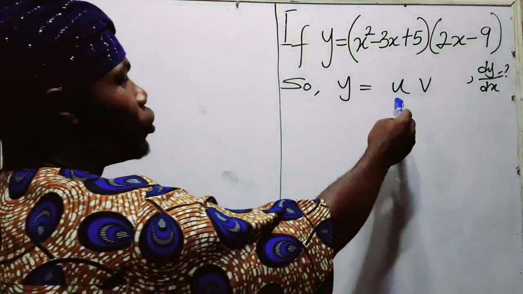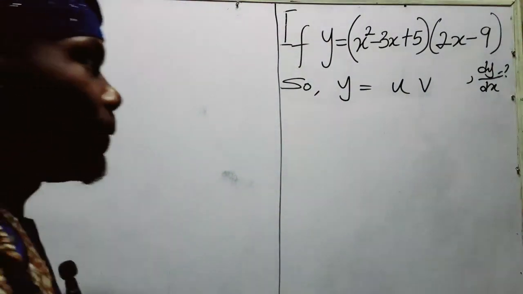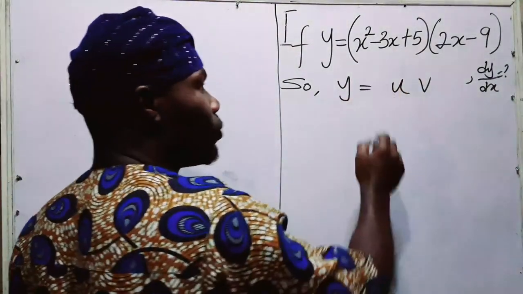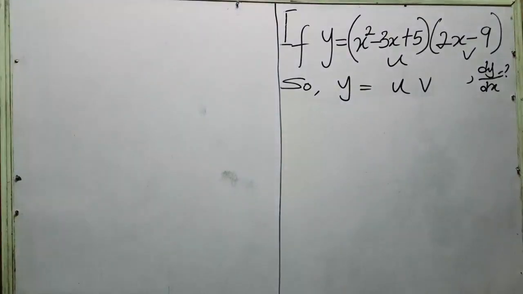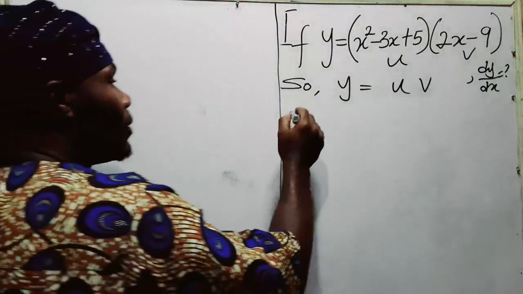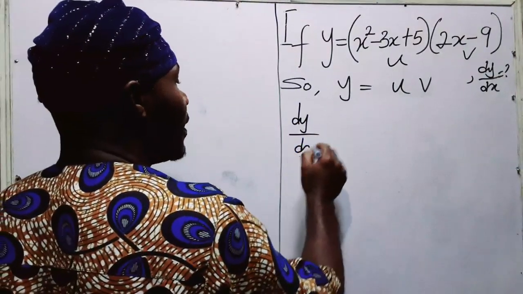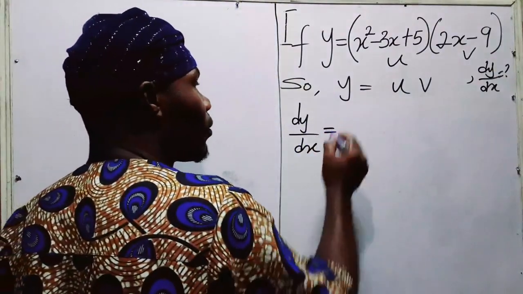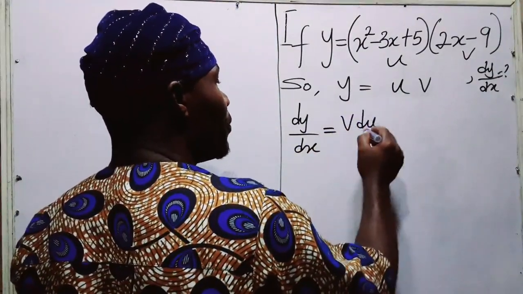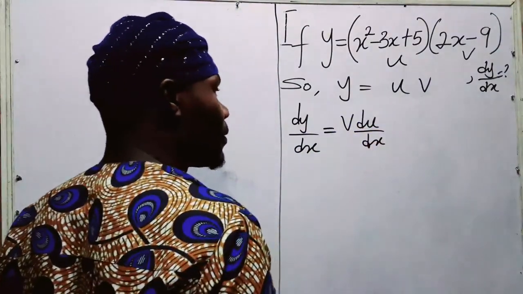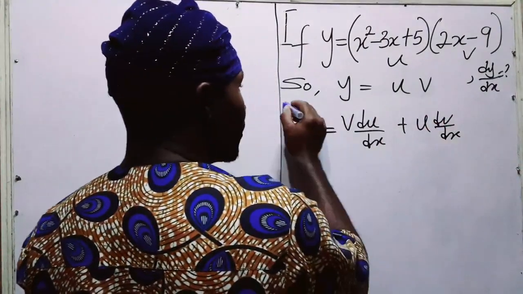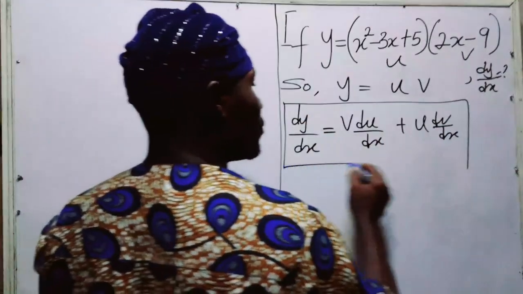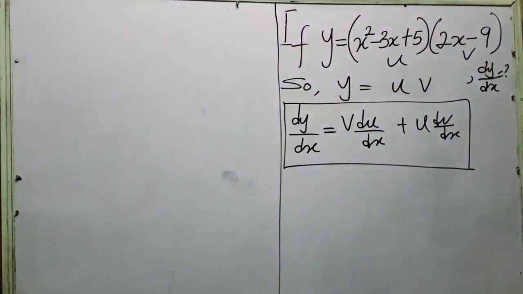And in the product rule of differentiation, there's a formula that guides it that will make it easier to solve. It represents u and v. What is u? What is v? The first expression here is u, the second expression here is v. So the formula to use is dy/dx is equal to v du/dx plus u dv/dx. We call this formula the product rule.